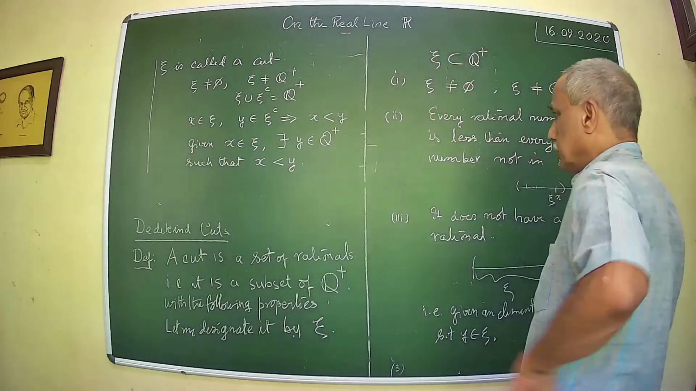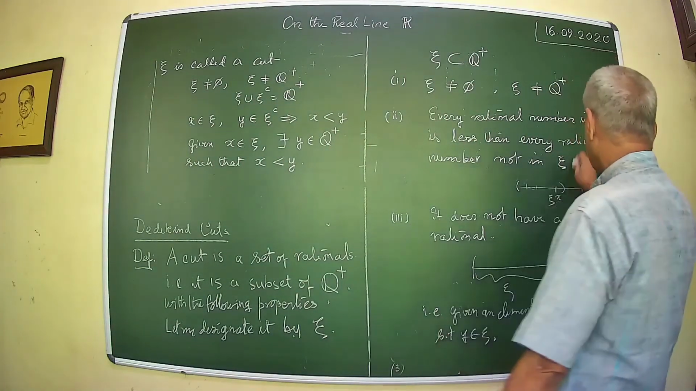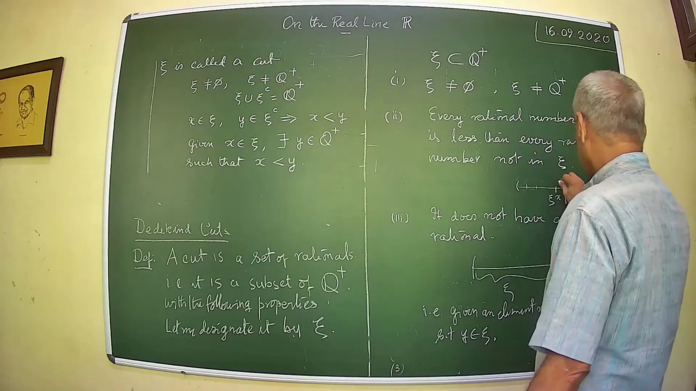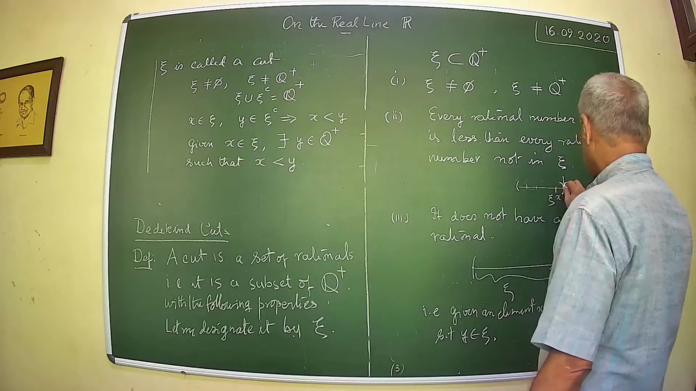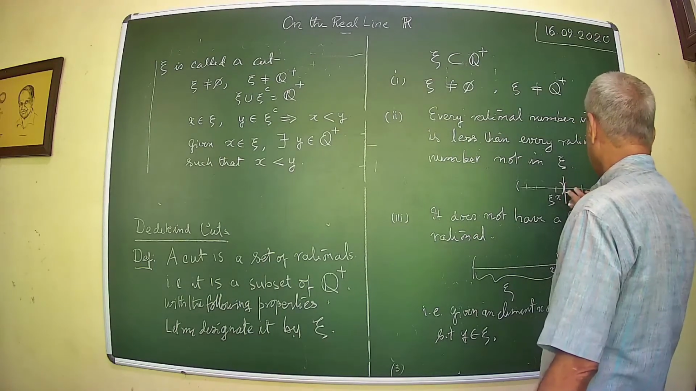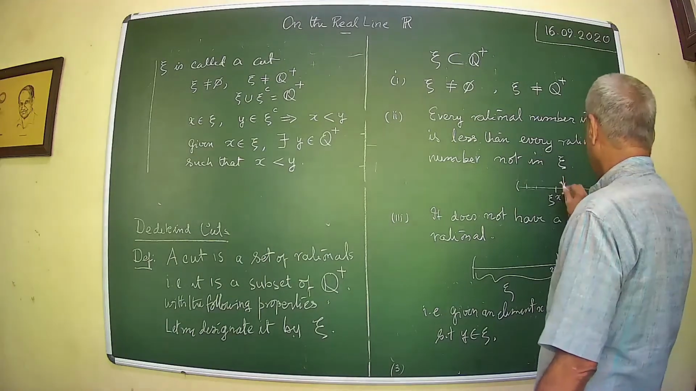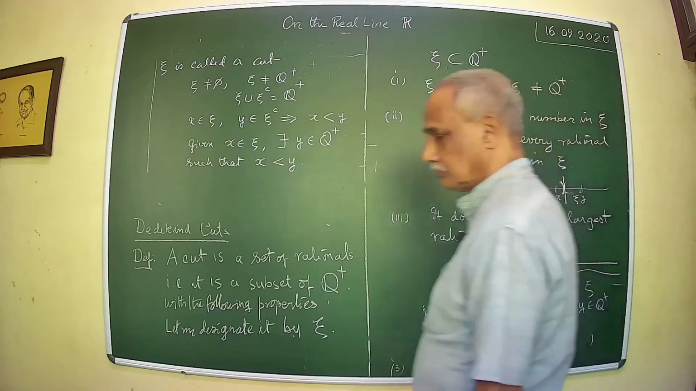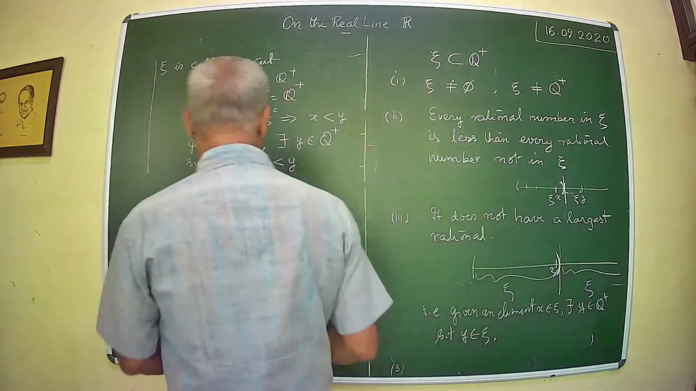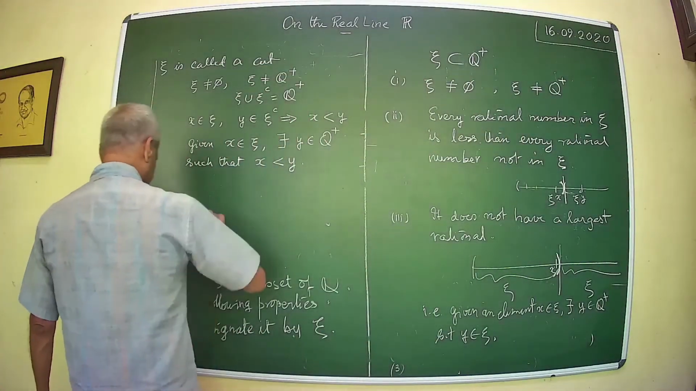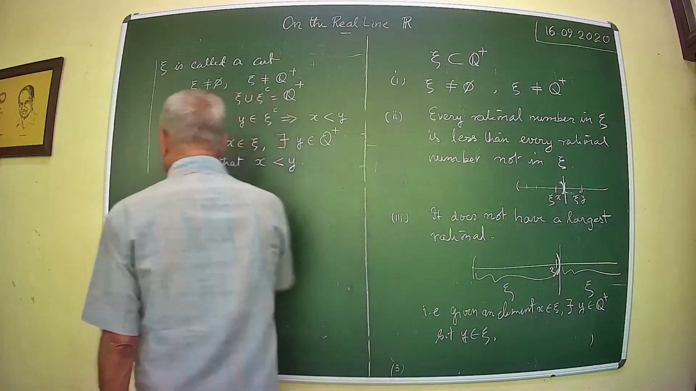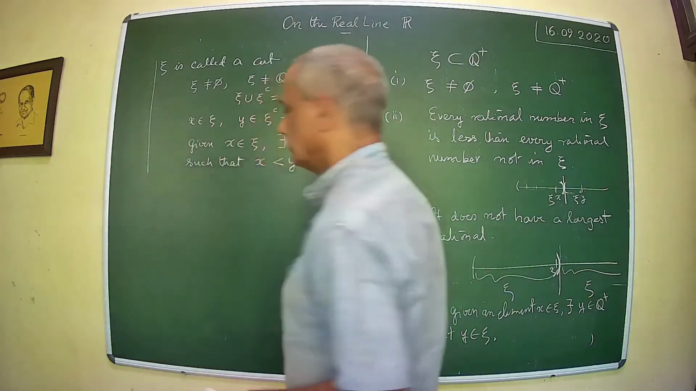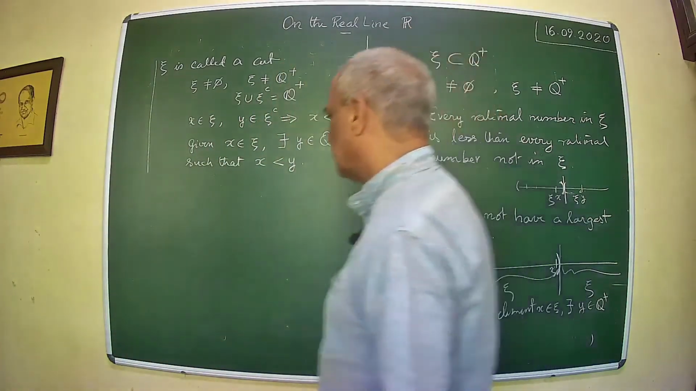So if you think about it, it clearly breaks it. Or sometimes it may be even like this. So Q plus and that is psi. Okay, now let us work on this. So you take all possible cuts.